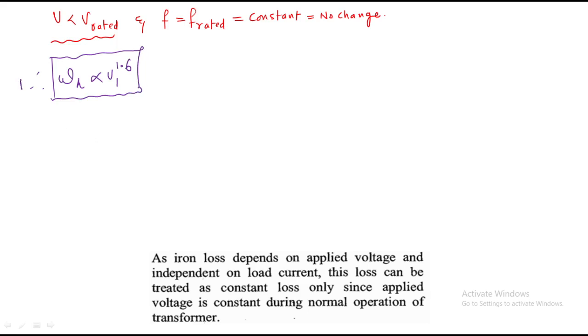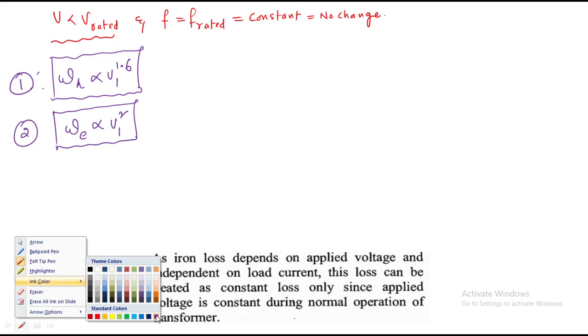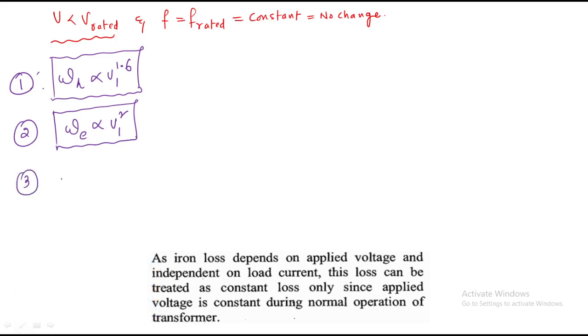This is one. What about the second one? What about eddy current loss? It is proportional to V1 square, because frequency is constant. In this case eddy current loss is proportional to supply voltage square. So the summation of these two is nothing but iron loss, which equals hysteresis loss plus eddy current loss, which is equal to V1 power 1.6, not like that.